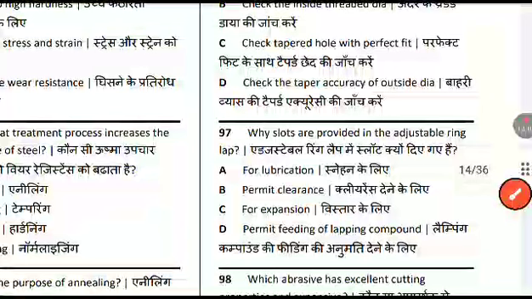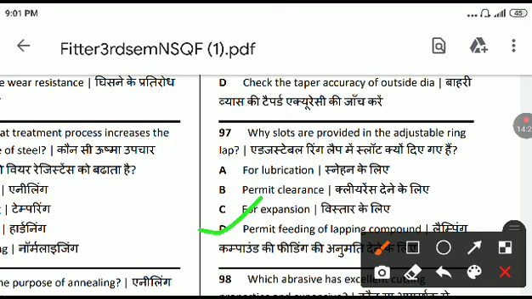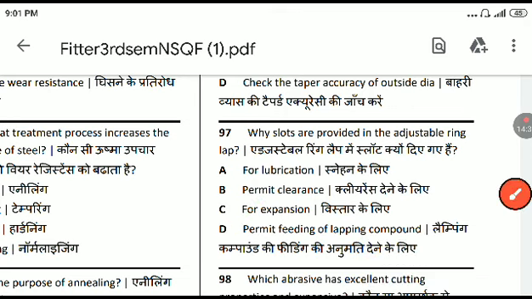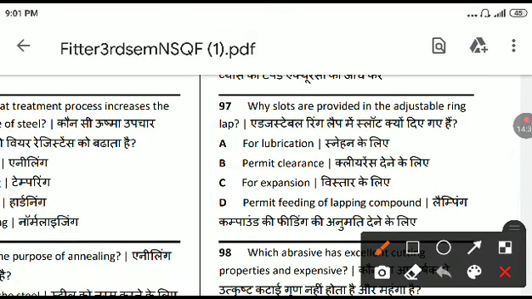Why are slots provided in the adjustable ring lap? Option A, for lubrication. Option B, permit clearance. Option C, for expansion. Option D, permit feeding of lapping compound. Permit feeding of lapping compound.